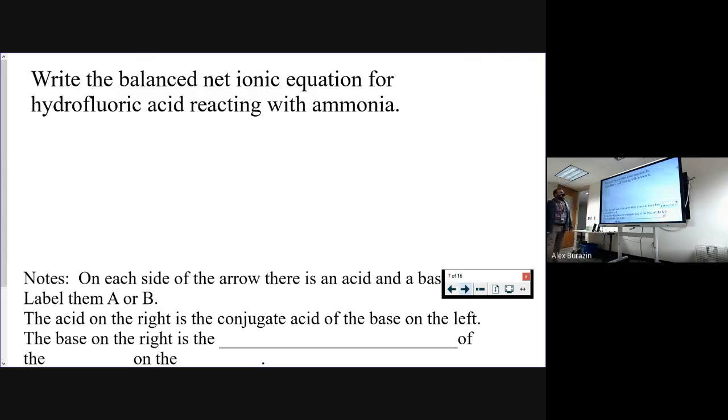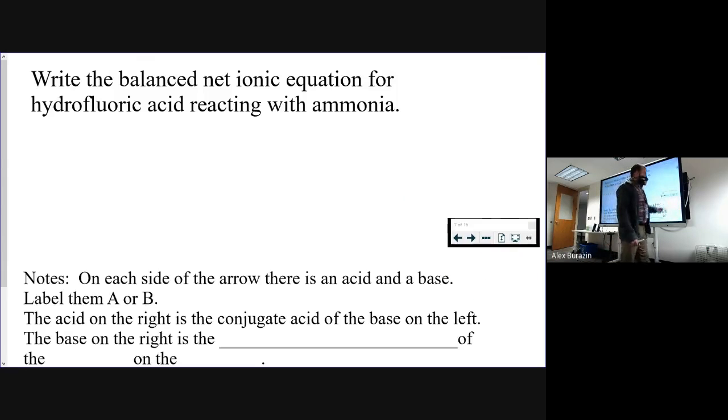Write the balanced net ionic equation for hydrofluoric acid reacting with ammonia. Go for it. We're using it in a different context this time, though. I know I've asked you to do like 4 of these already, but this one we're going to use a different context with.